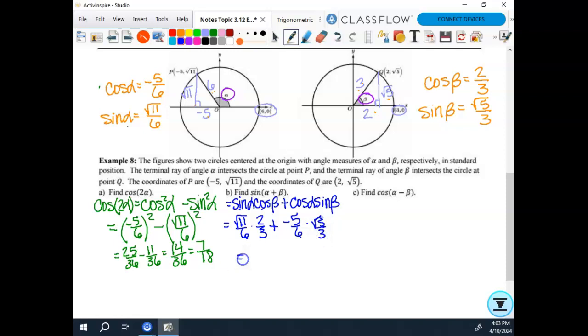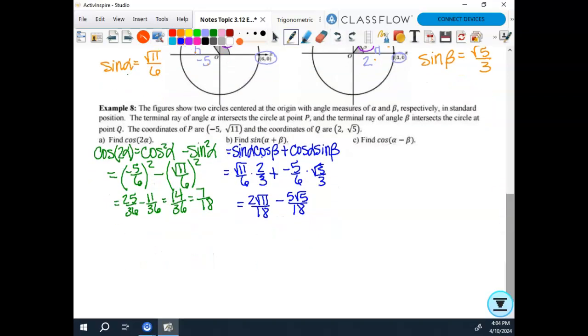So then this is going to give me 2 square roots of 11 over 18, and then actually that could be, I can make that minus 5 square roots of 5 over 18. And then I could leave it like that, or I could clean it up a little bit and say that that is 2 square roots of 11 minus 5 square roots of 5 all over 18. But really stopping here would be fine too.